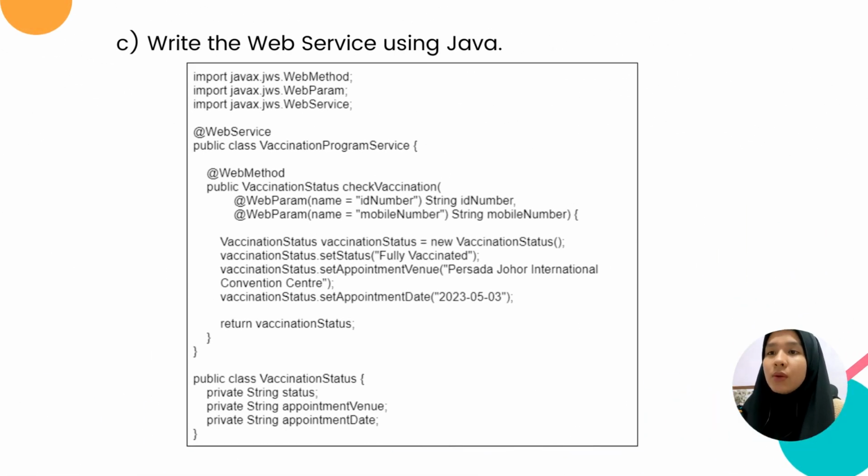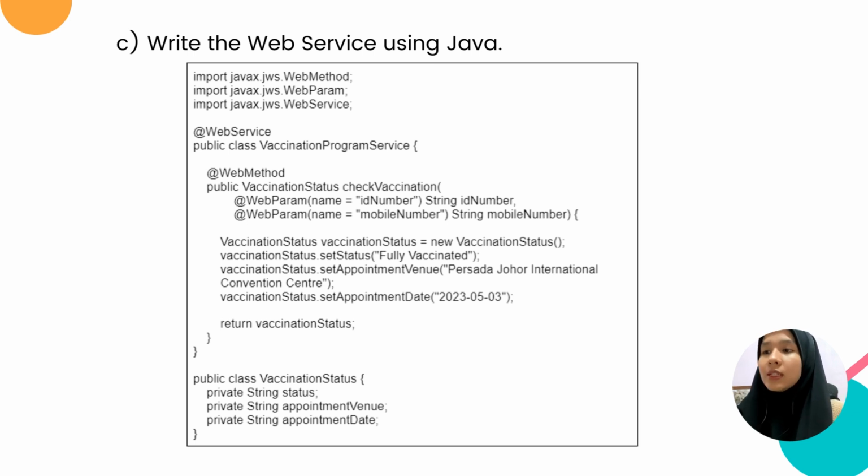So for question 2C, which is write the web service by using Java. Here is the Java code snippet for a web service that provides vaccination status information. The code defines a class called VaccinationProgramService with a single public method, checkVaccination, that takes two parameters, an ID number and also a mobile number. And this code will return an object of type VaccinationStatus.